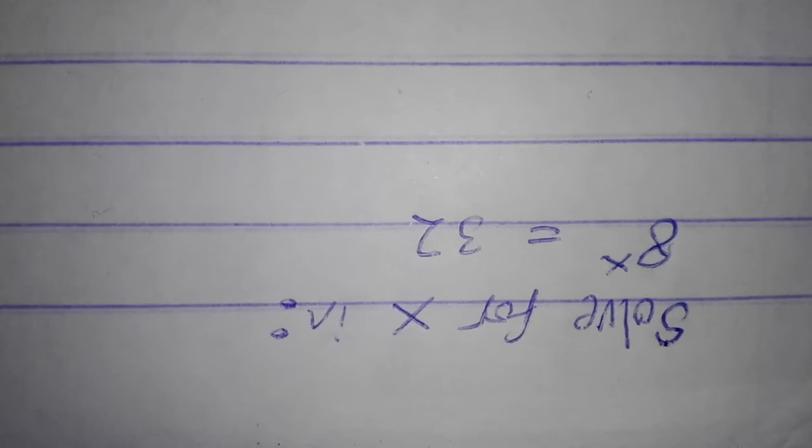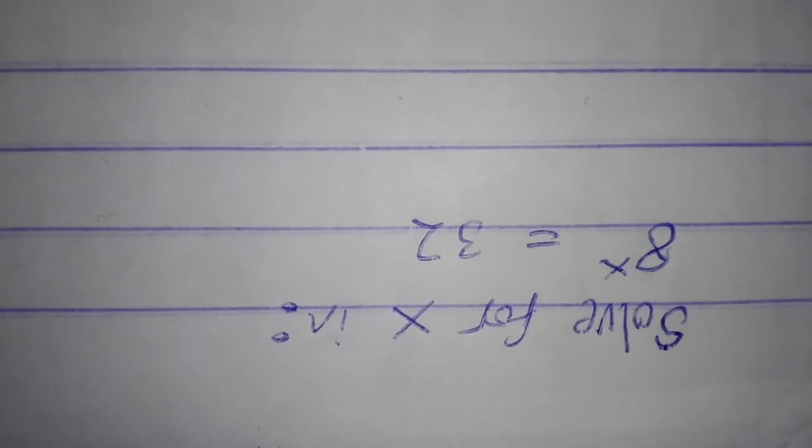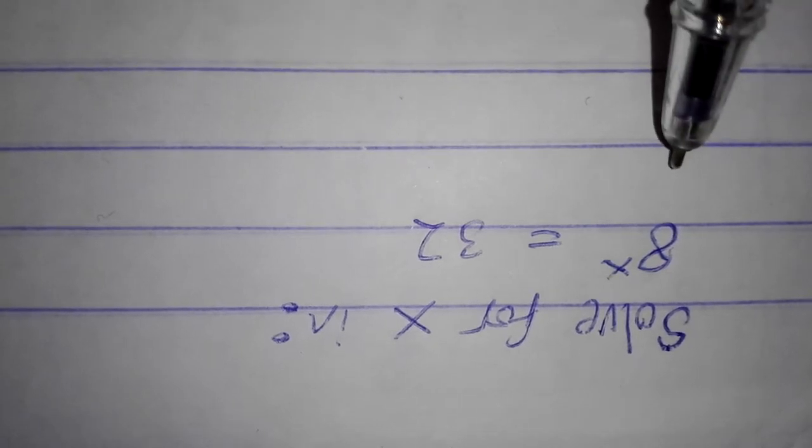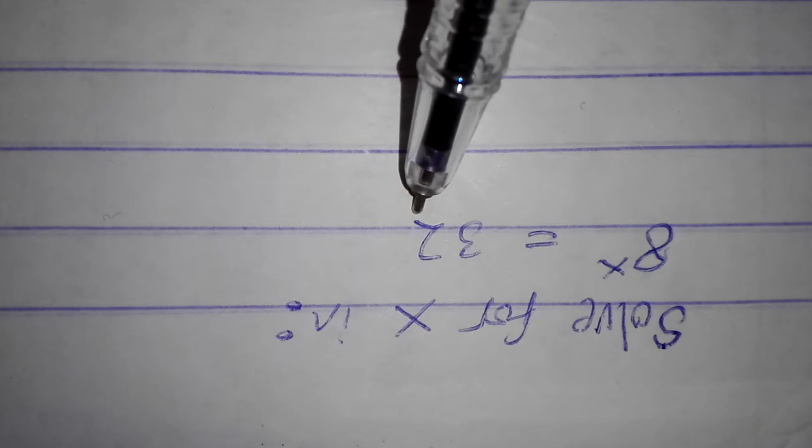Now, today, one of my students asked me to solve this for him: 8 raised to power x is equal to 32. Now, how can we do this? Let's go there. 8 raised to power x is equal to 32.